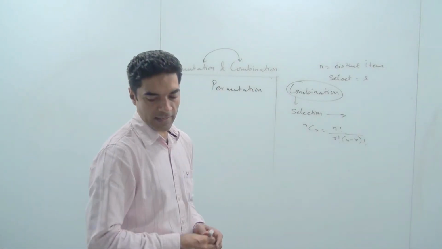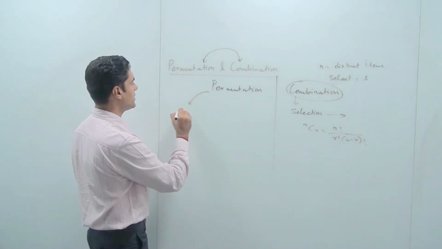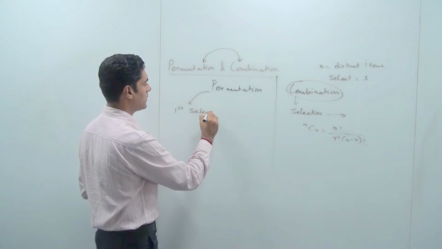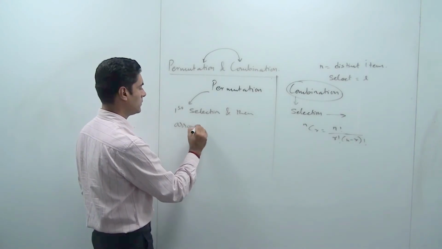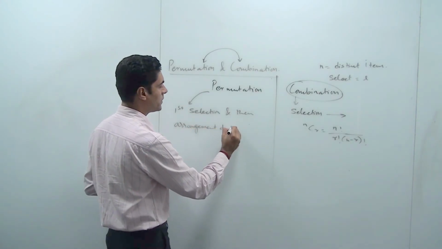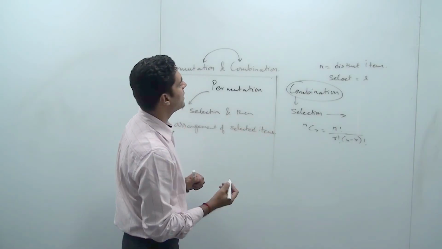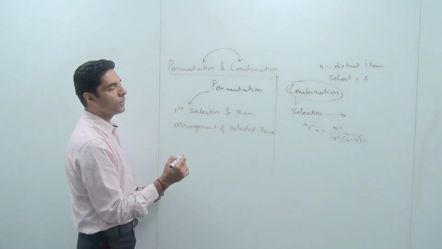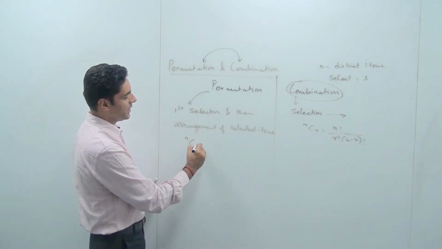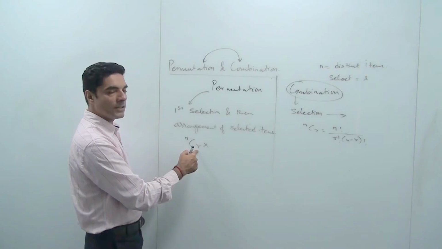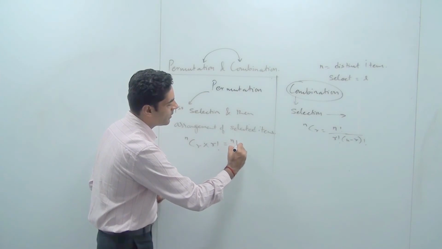While in case you want to first select and then arrange those items, permutation is first selection and then arrangement of the selected items. Now rather than using P, what you can do is select r out of n. Selection of r out of n distinct items is done in nCr ways, and these r items which have been selected can now be arranged in r factorial ways, which is also given by nPr.